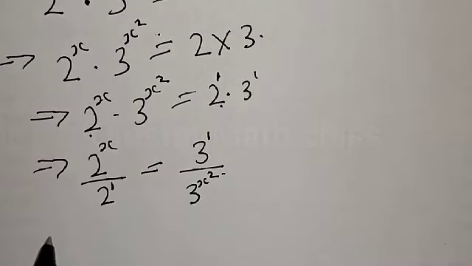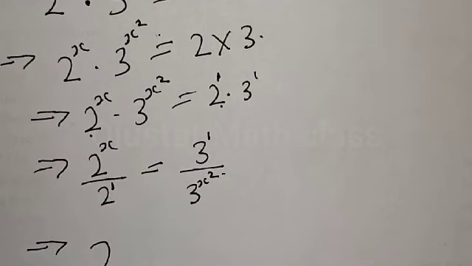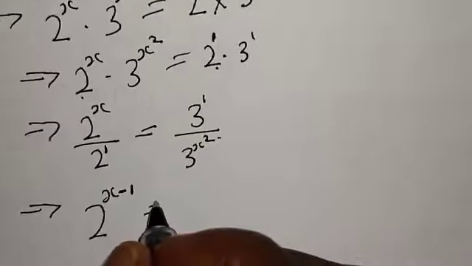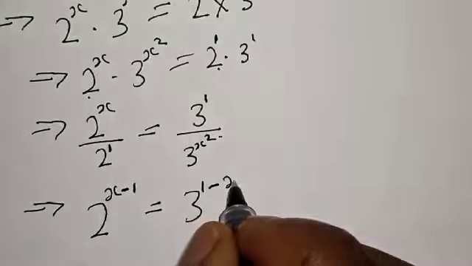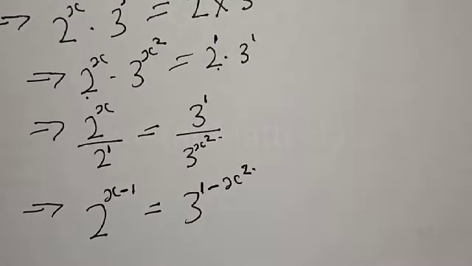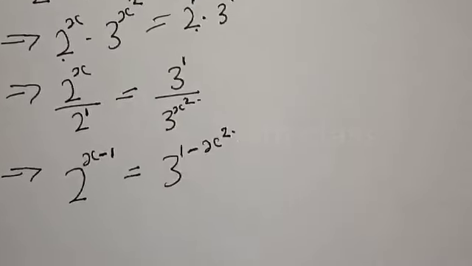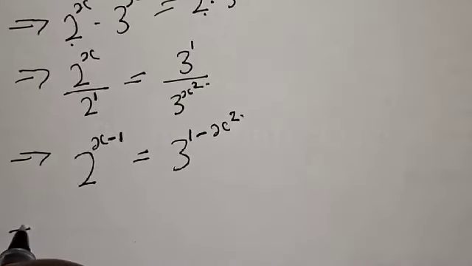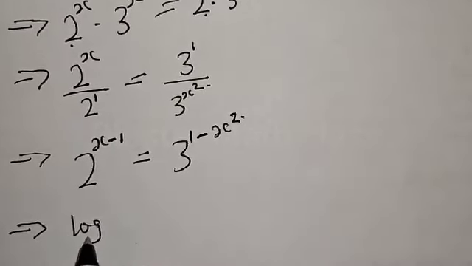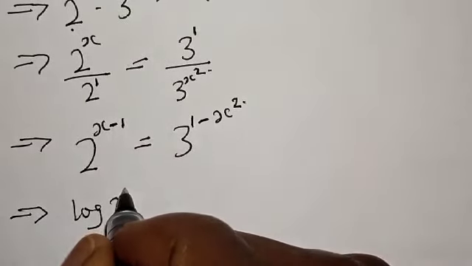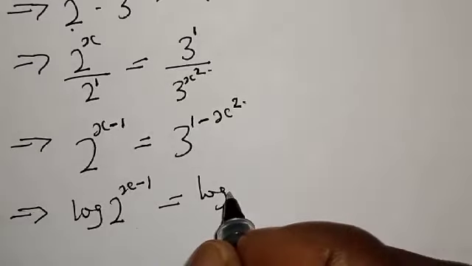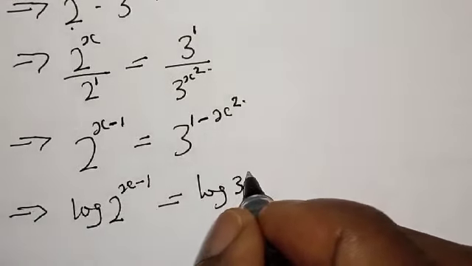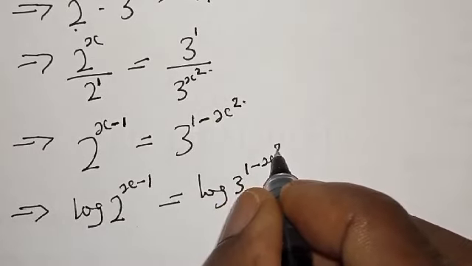Now, this can be rewritten as 2 raised to power x minus 1 will be equal to 3 raised to power 1 minus x squared. Let's take the log of both sides. This implies that we have log of 2 raised to power x minus 1 will be equal to log of 3 raised to power 1 minus x squared.